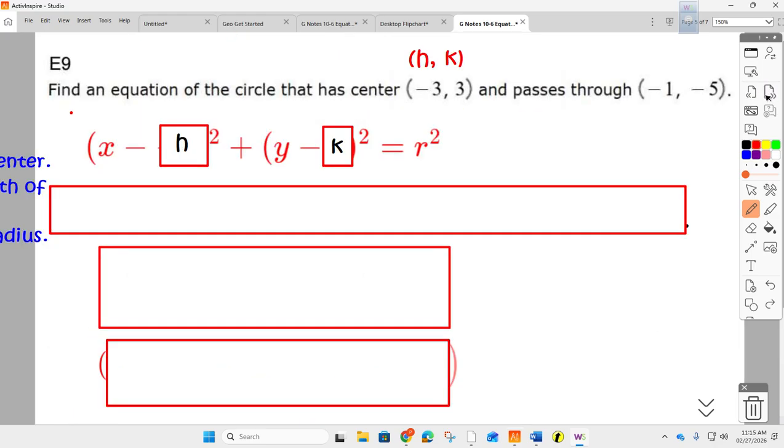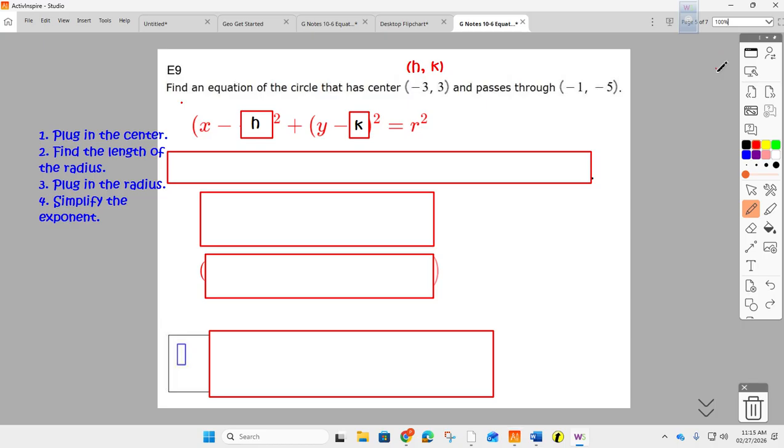Okay. Find the equation of a circle that has center -3, 3, and passes through point -1, -5. Maybe, well, I'll just talk you through both ways.